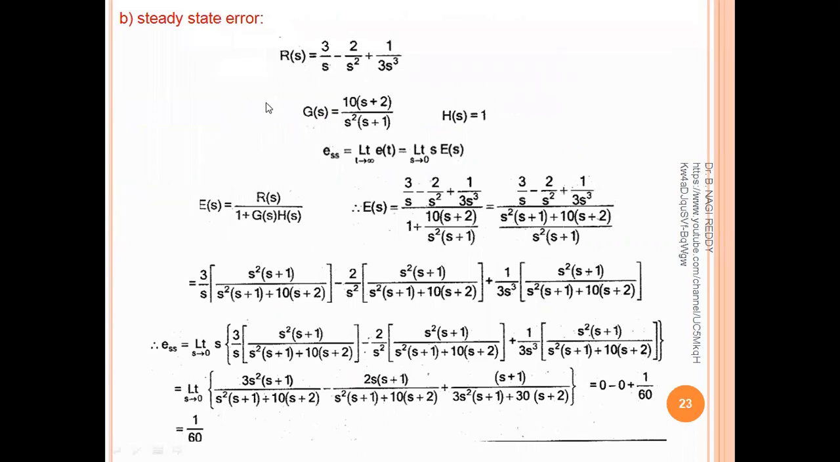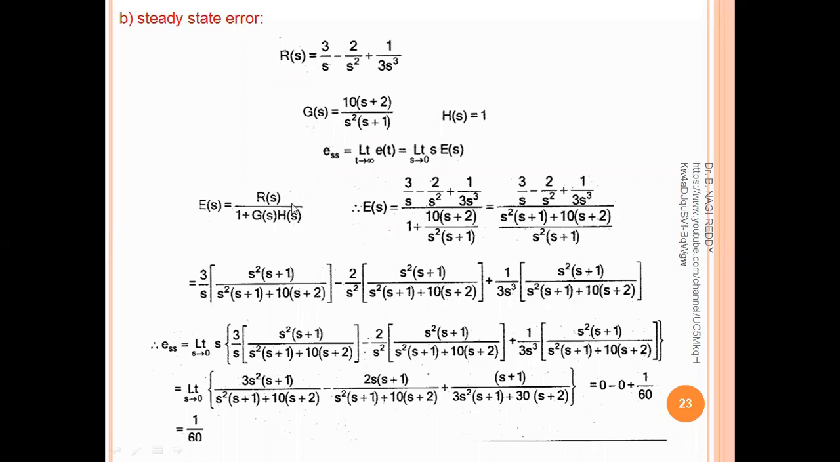So in order to calculate the steady state error, we know that the steady state error is limit s tends to 0, s into E of s, where this E of s is the error signal representation, right? So this error signal can be calculated by this formula. You know this.